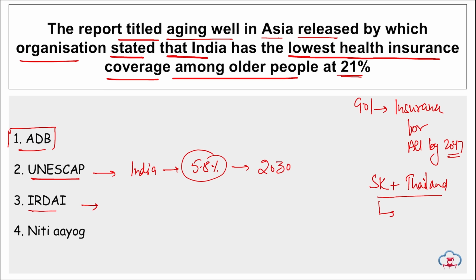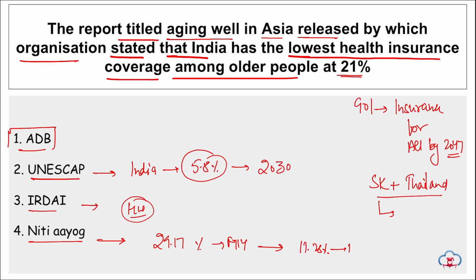If we talk about IRDAI, this is a homework that I will be providing you at the end of the video. Wait for it. If we come to Niti Aayog, India's MPI reduced from 29.17% in fiscal year 14 to just 11.28% in FY23. Right? And what is this MPI that was released? That is the multidimensional poverty index. So according to this Niti Aayog report, there has been a huge reduction in the poverty of India.